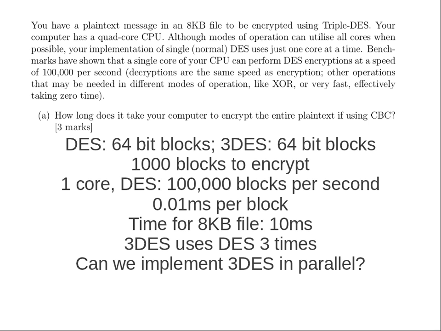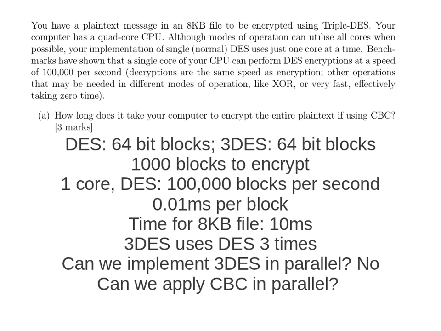Because triple DES encrypts one block, then the next block, and then the next. The second encryption depends upon the output of the first, and the third encryption depends upon the output of the second. They must be implemented in serial. So we cannot implement triple DES in parallel. We cannot distribute it across different cores.